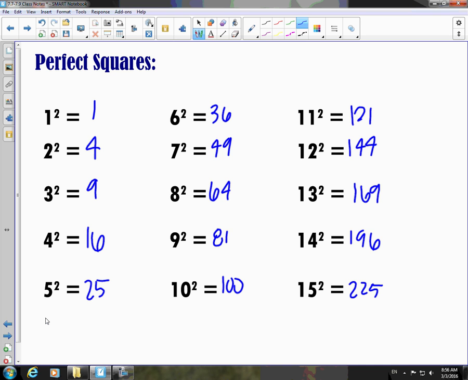So this is what your table should look like, so go ahead and make sure that you have the right values here. And then these are the numbers we are going to be referencing when we try and simplify today, the values of the perfect squares. So everything from this table.